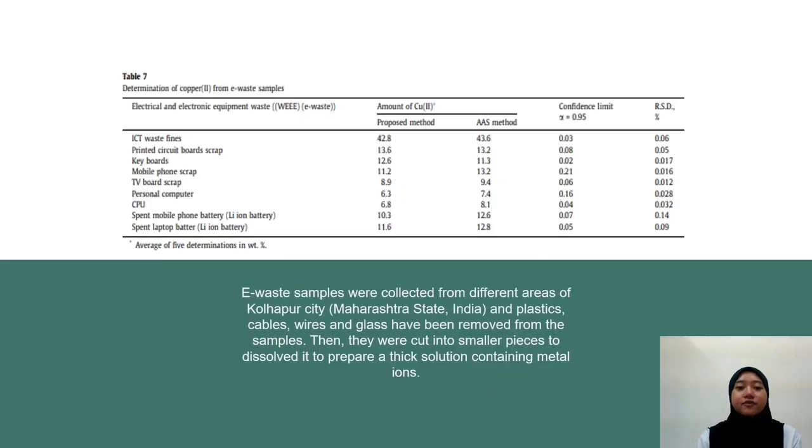Last but not least, the result for the determination of copper from e-waste samples. You look at table 7. The e-waste samples were collected from different areas of Kolhapur city in India, and plastic cables, wires, and glass have been removed from the sample, and then they were cut into smaller pieces to dissolve it, to prepare a thick solution containing metal ions. So look at the results of the amount of copper found. In the result, we can see that the proposed method is also similar to the AAS method. So this means that the proposed method is suitable for us to use.